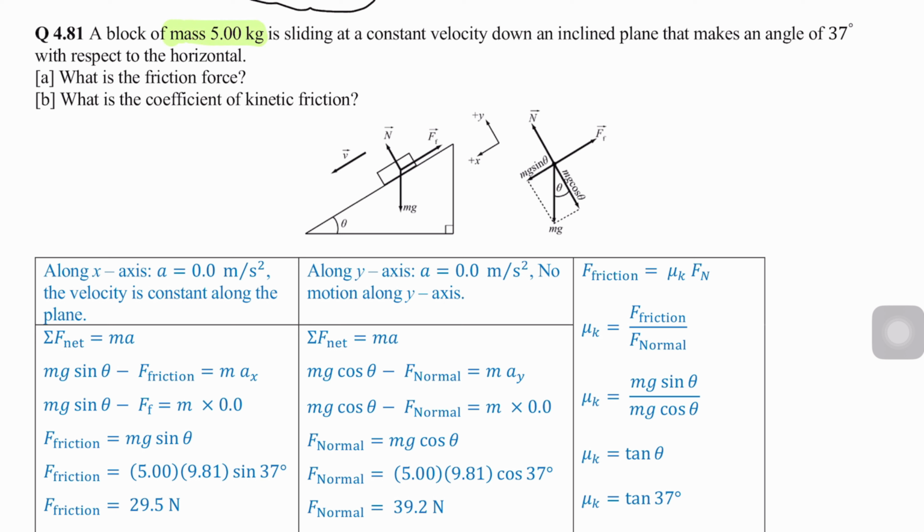Now we are on the last question, and the question is, a block of mass, mass is given, is sliding at constant velocity. Okay, this makes lots of things. Constant velocity, v is constant, acceleration is dv by dt, which is equal to 0, f net, which is equal to m times a, acceleration is 0, so f net is 0. Down an inclined plane makes an angle, 37 degree with respect to the horizontal.